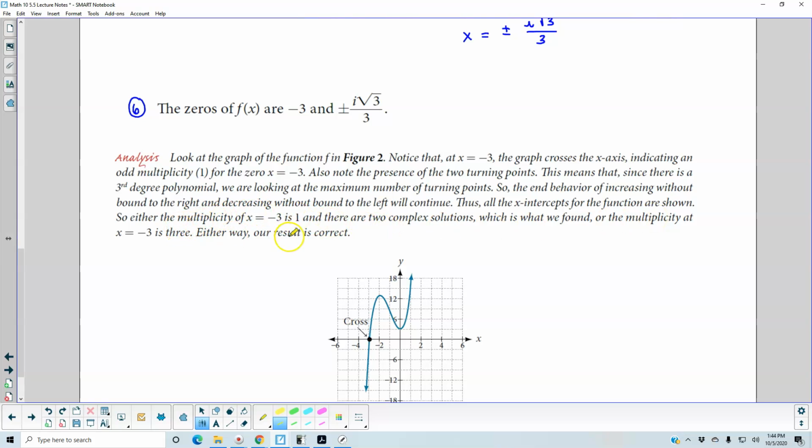So either the multiplicity of x equals -3 is 1, and there are 2 complex solutions, which is what we found, or the multiplicity at x equals -3 is 3. Either way, our result is correct. So that means we have one x-intercept, but we have 2 imaginary solutions, and it doesn't cross the x-axis there, which tells you that we have our turning points.